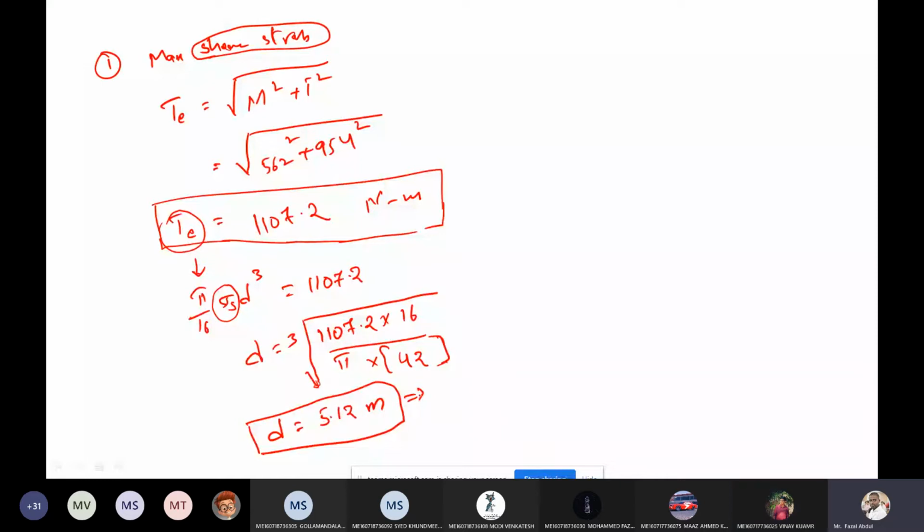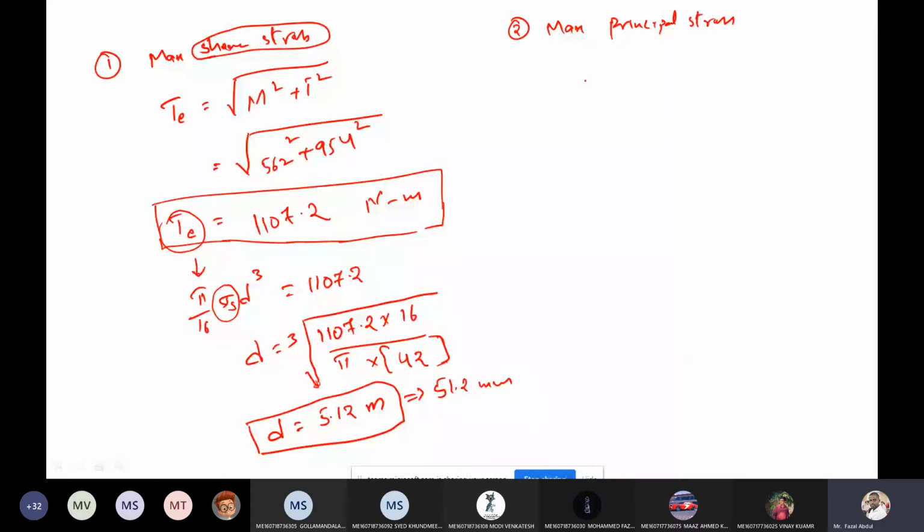Converting into mm, that means 51.2 mm. This is the diameter as per the maximum shear stress theory. Now the next theory, maximum principal stress theory.